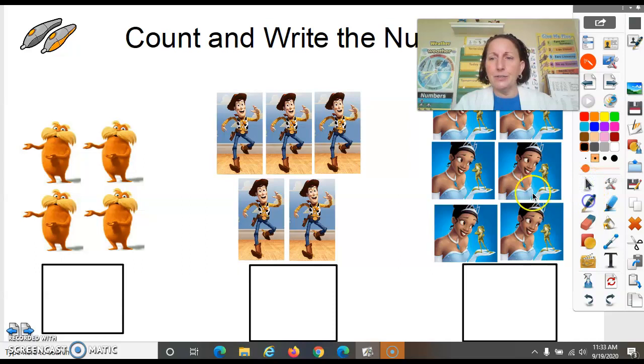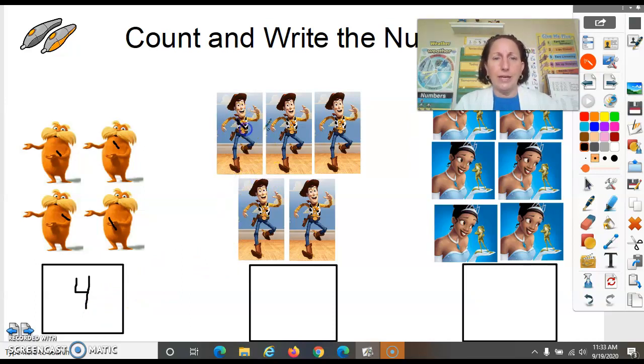So I'm going to use my pen to mark these off. 1, 2, 3, 4. Now counting is the first part. We have to know how to count them. We need to know how to write the number. So that's the number 4. So this week we're also practicing writing our numbers.